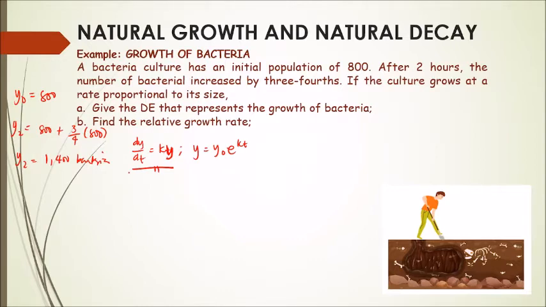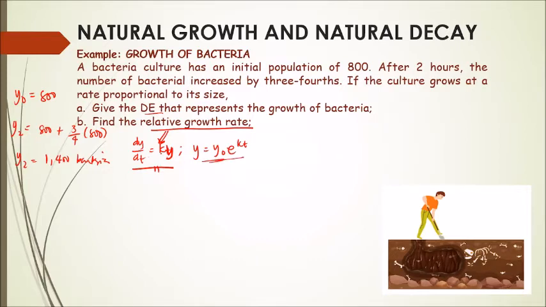And what is this k? k is actually the relative growth rate. Okay, this is k. So, this is the relative growth rate. We need to find it to get the actual DE. Okay? Remember, our DE should have a derivative. So, this is not it. This is the general solution.